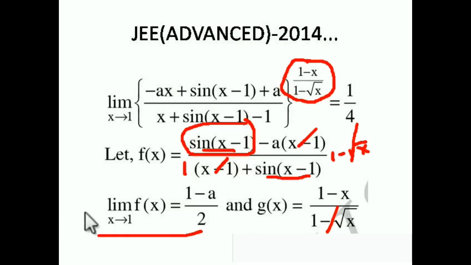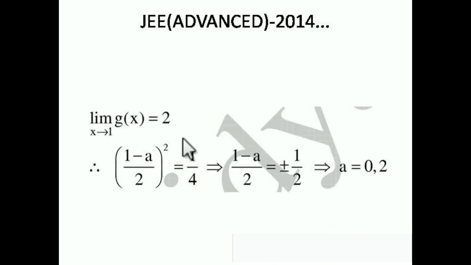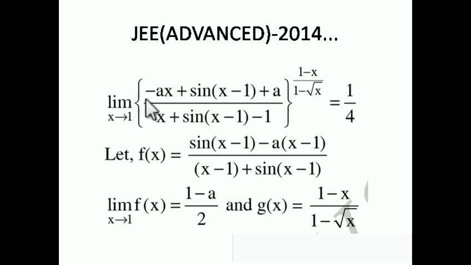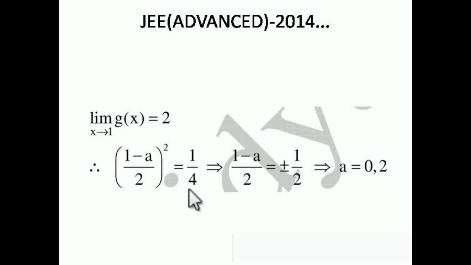So we have the limit as x tends to 1 of f of x is (1 minus a) by 2, and similarly the limit of g of x is 1 plus 1, that is 2. Just apply that limit. We have f of x raised to g of x. So f of x is ((1 minus a) by 2) whole raised to g of x, that is 2, and that is equal to 1 by 4. Now let's take square root on both sides. If we take square root on both sides, we have plus or minus 1 by 2.